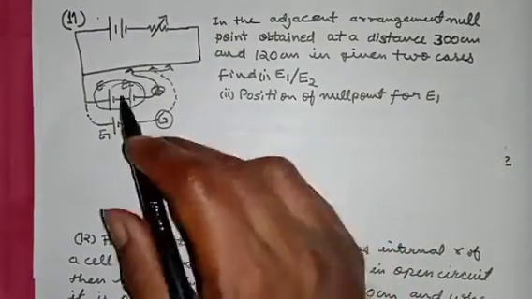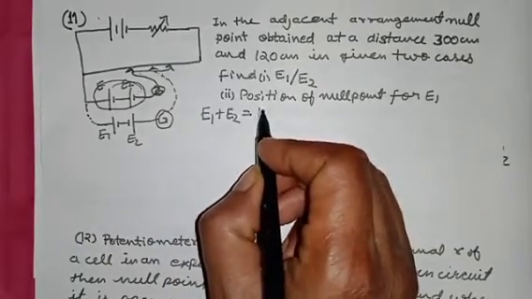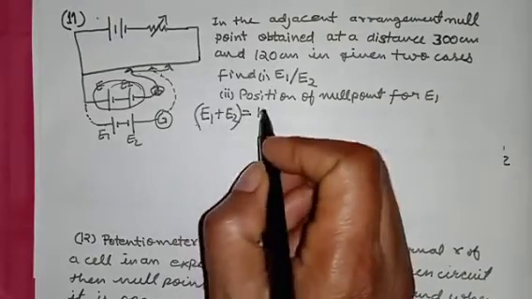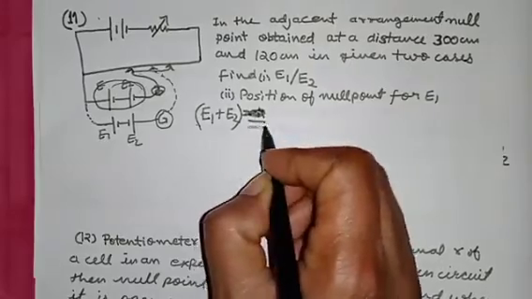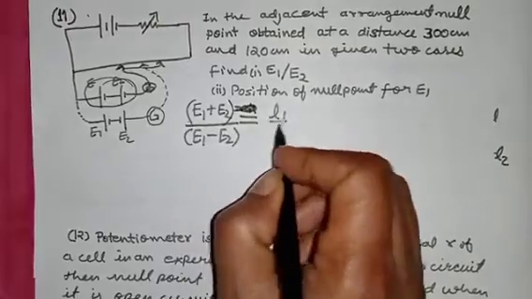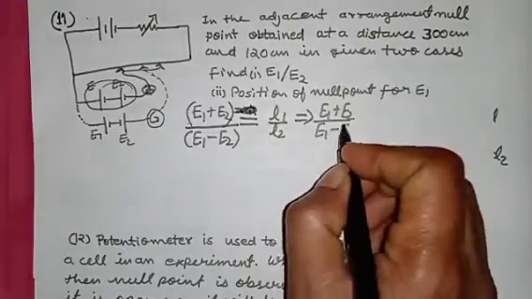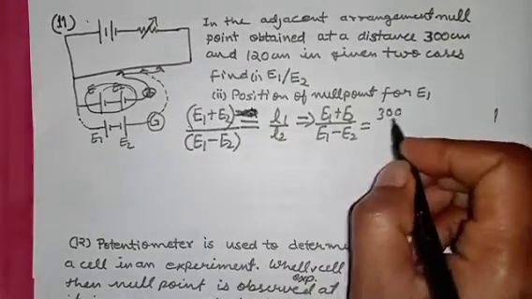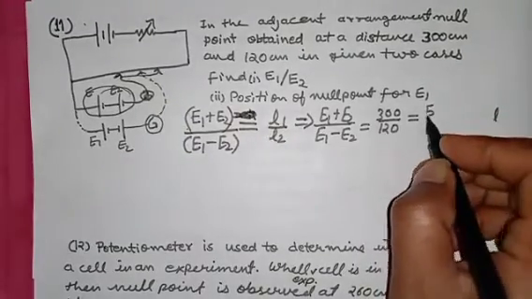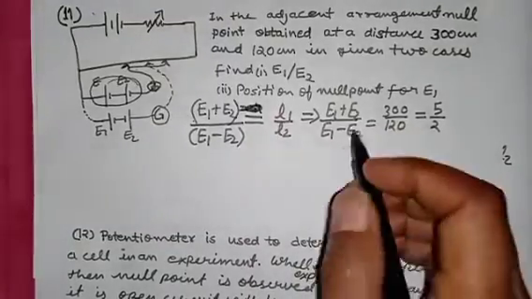In case 1, it will be E1 plus E2 is equal to K. Actually, I'm doing it directly. For both, K will be there, so K will get cancelled. So (E1 plus E2) upon (E1 minus E2) is equal to L1 upon L2, which is 300 by 120, which will be equal to 5 by 2. Now we can cross multiply and all that. There is another tool which is called dividendo componendo.